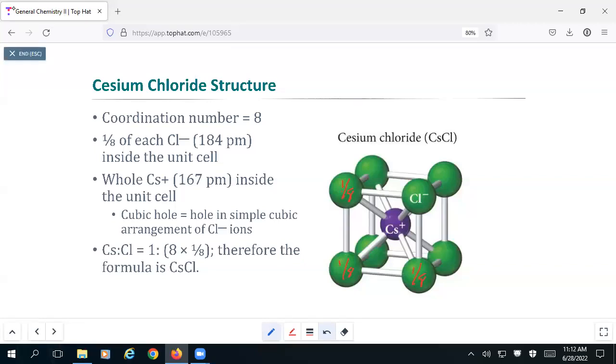We know from yesterday that this interior hole here is called a cubic hole because it is inside the cube. And so this is giving us something very similar to body-centered, which is the closest analog that we have. The only difference is that we've got a cation in the body and anions making up the cube. They are different substances.